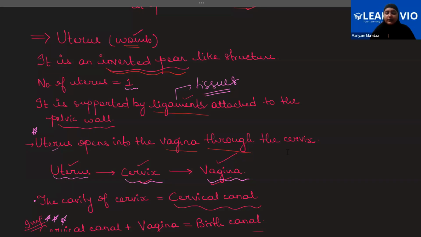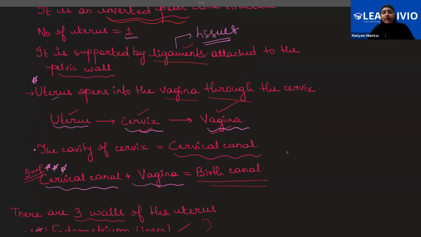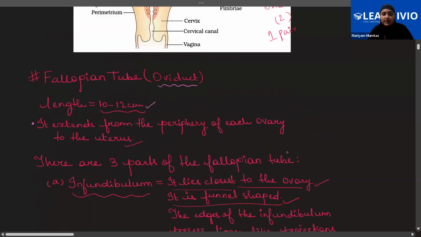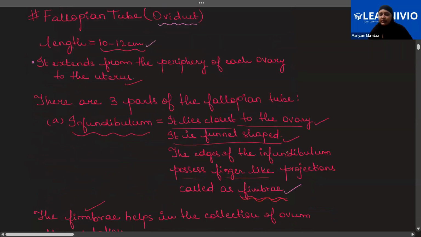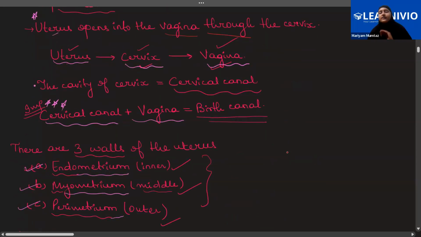So the uterus opens into the vagina through the cervix. It means that the uterus first opens into the cervix and then into the vagina. Now, the cavity of the cervix, meaning here, if you look at this diagram, will be known as the cervical canal. Canal means a pathway, right? Now, the cervical canal, this is very important.